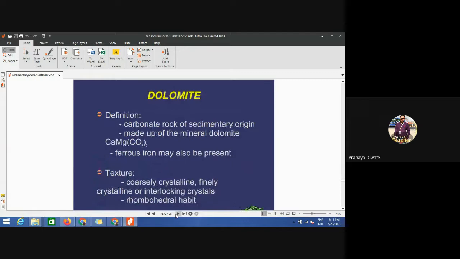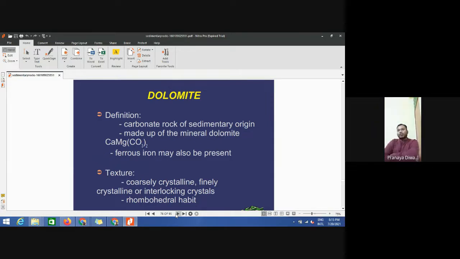Then dolomite. What is dolomite? The definition of dolomite is that it is a carbonate rock, because the composition of this one is CaCO3. It is a carbonate rock of sedimentary origin made up of the mineral dolomite. Ferrous iron may also be present here.